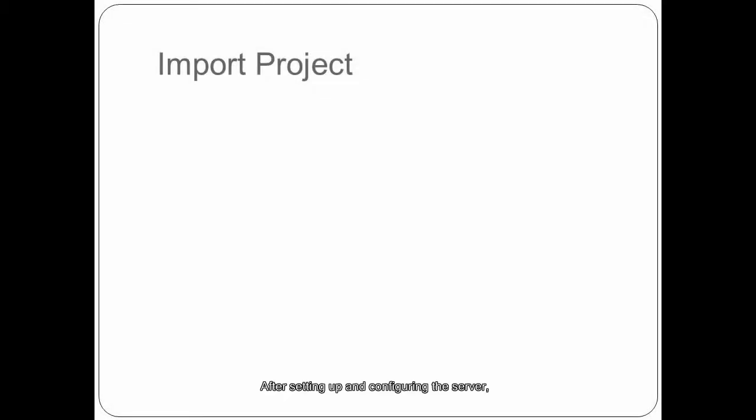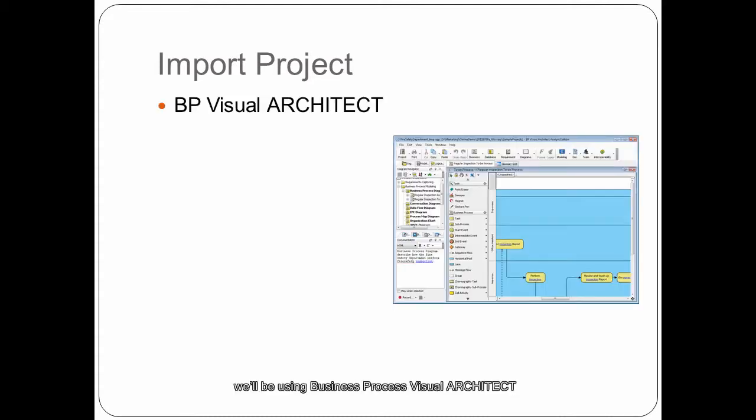After setting up and configuring the server, we are ready to connect to it using a client. A client pretty much can be any product within the Visual Paradigm product suite, such as VPUML, Business Process Visual Architect, Database Visual Architect. And in this demo, we'll be using Business Process Visual Architect to connect to the server and see how it works.